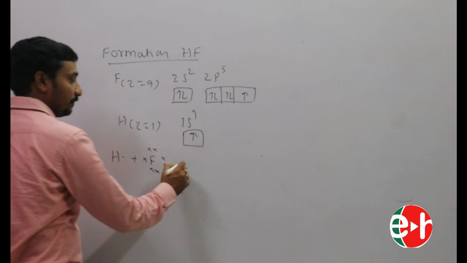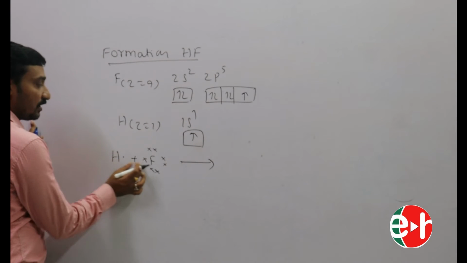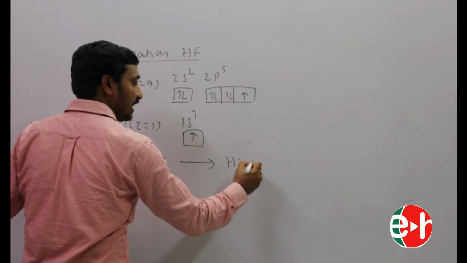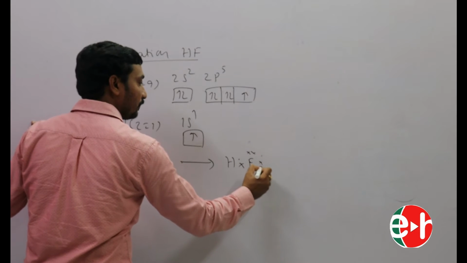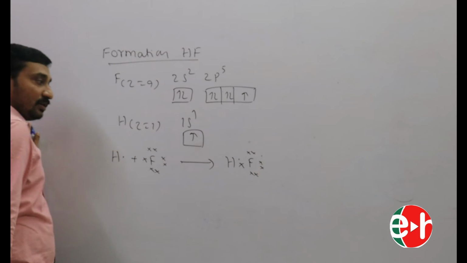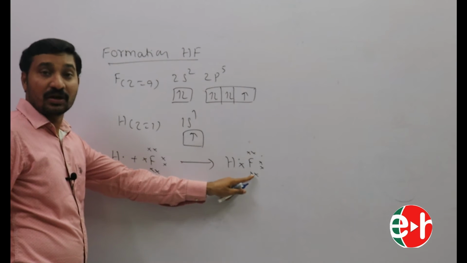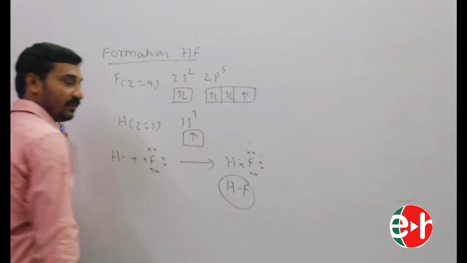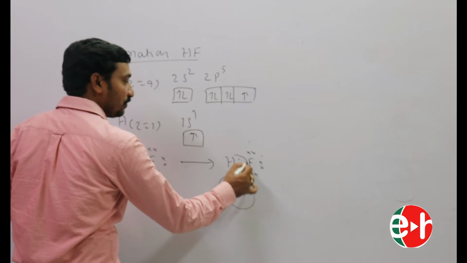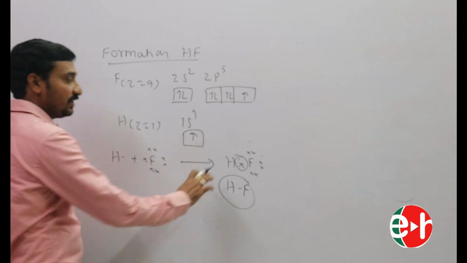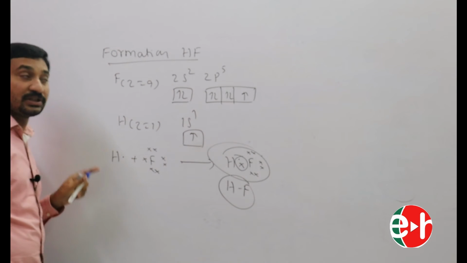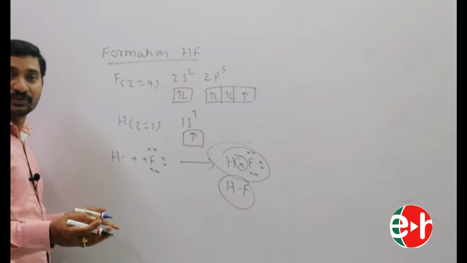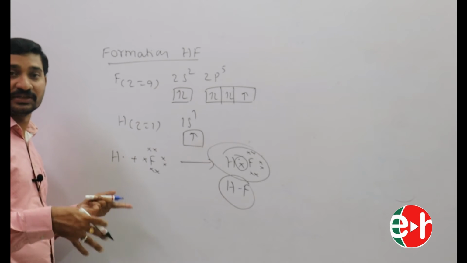Now H contributes 1 electron, fluorine contributes 1 electron, and they form a bond between hydrogen and fluorine. Hydrogen gets doublet configuration, fluorine gets octet configuration. So this is H bond F. This bond pair of electrons is mutually shared between H and F. So this is the formation of single bond. Examples: H2, F2, Cl2, HCl, HF, like that.